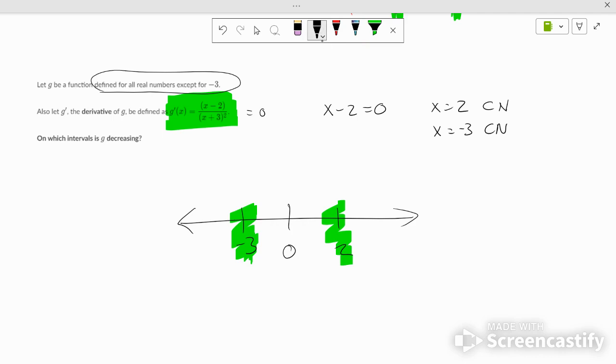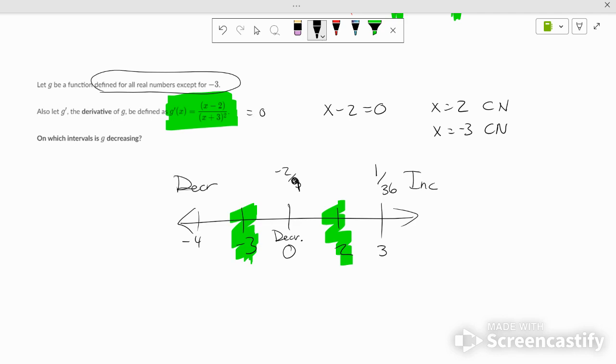If you stick in a 0 here, you get a negative 2 over a positive 9. So you get negative 2/9. So what's happening in between here? It's decreasing. What number is to the right of 2? 3. If you put in a 3, you get 1 over 36. So it's positive, so it's increasing over here. Try a negative 4 over here. So negative 4 minus 2 is negative 6 over whatever. It doesn't matter. It's a negative over a positive, which is a negative, so it's decreasing here.